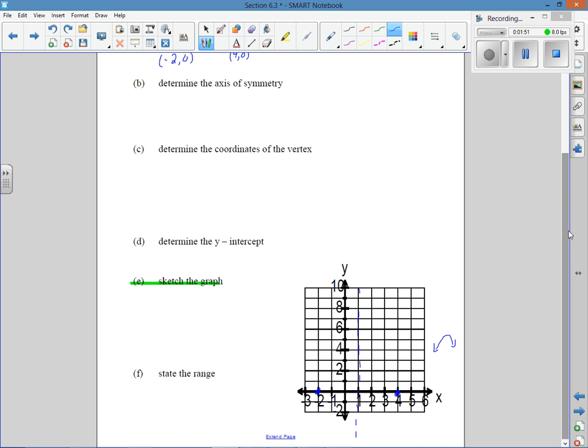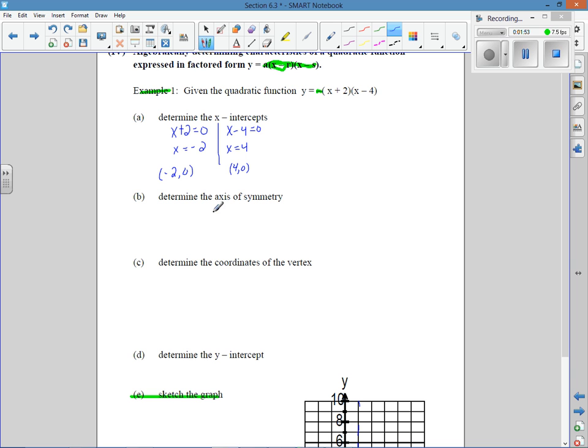Now to prove that, without having to do a graph, we take both the values. Again, use two x values that are going to be at the same height. You take the average of them. So x equals 1.